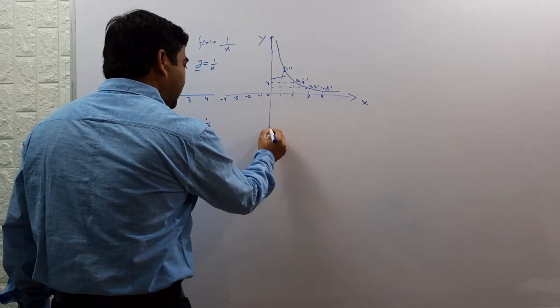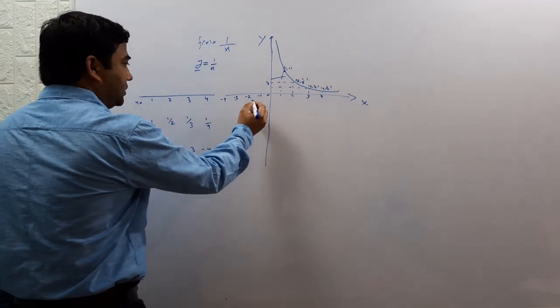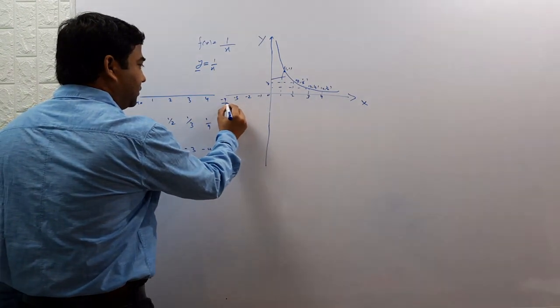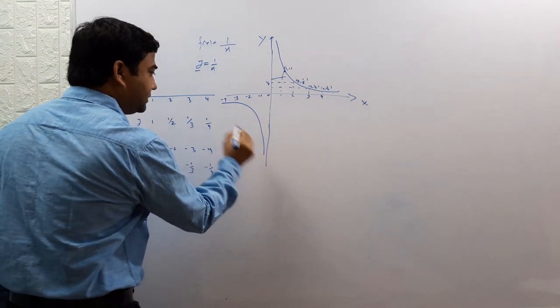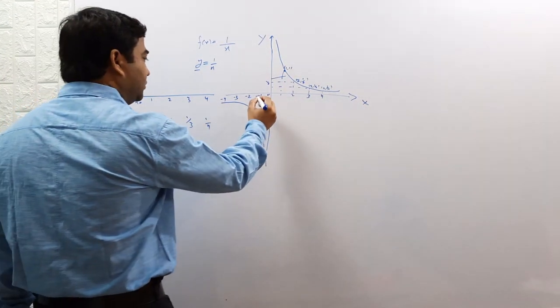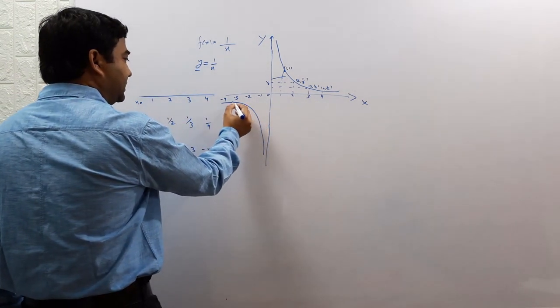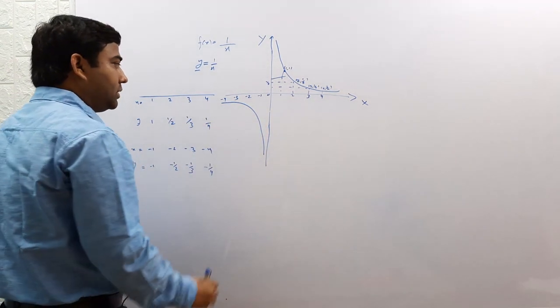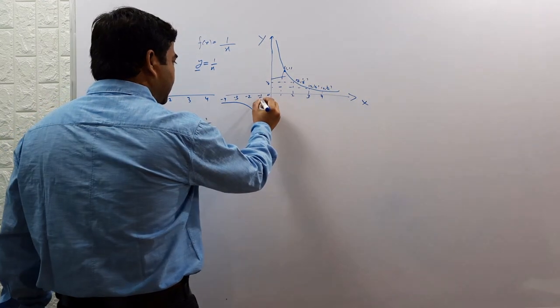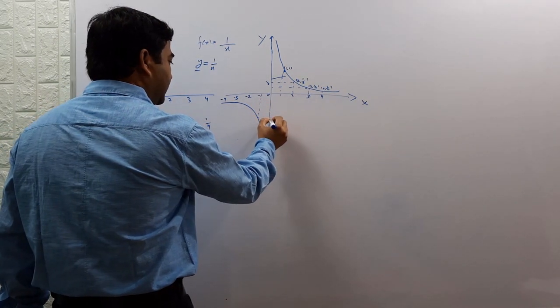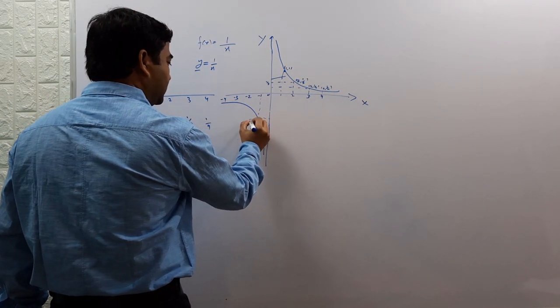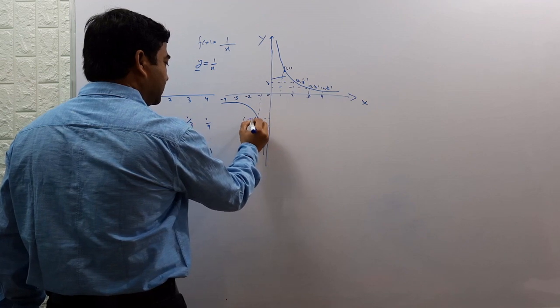In the third quadrant, the similar form you will get. As the value of x increases in the negative direction, the value of y decreases in the negative direction. So these similar points you can draw. Minus 1: this point is (minus 1, minus 1).